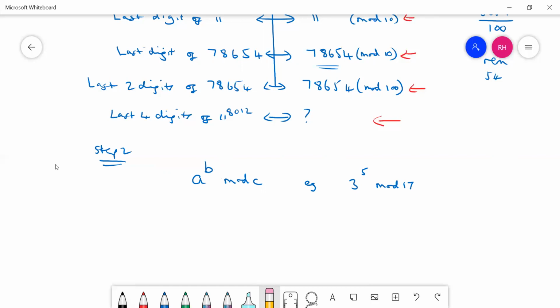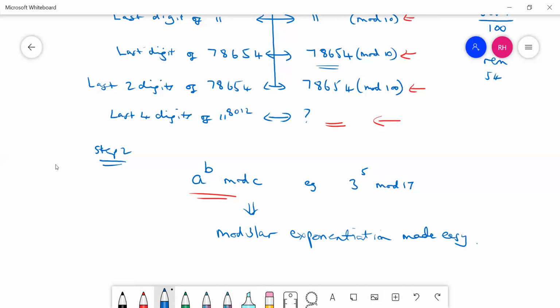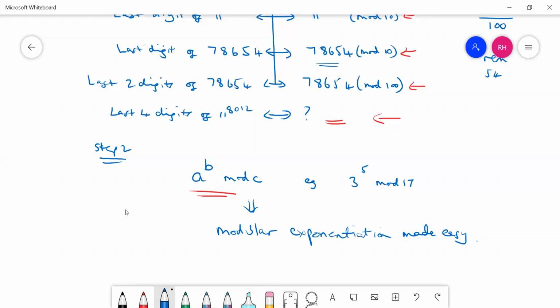Okay, so what we've said is you'll get to something here that is in this form. And what are you going to do with that? Well, what you're going to do is have a look at my video, Modular Exponentiation Made Easy. And that should help you. There's a number of ways of doing it. You can pick whichever method suits you best.